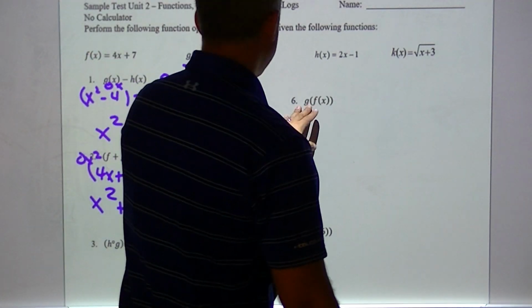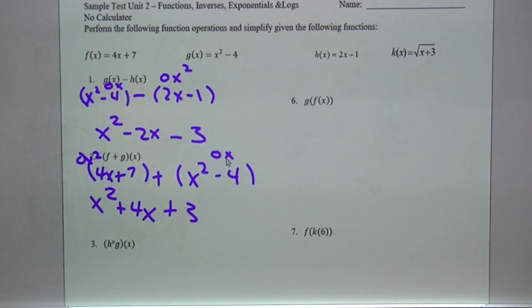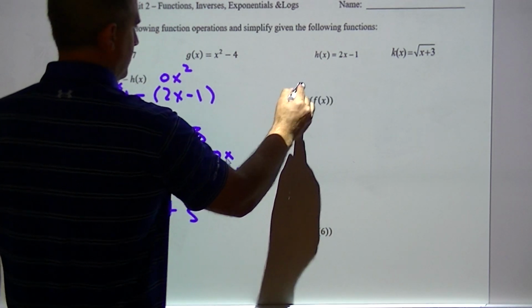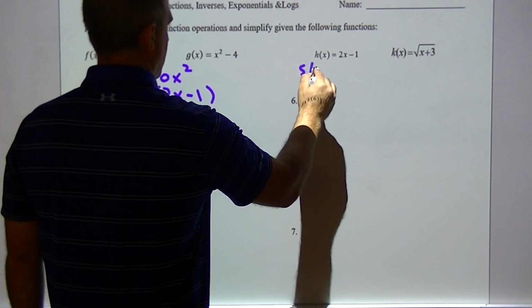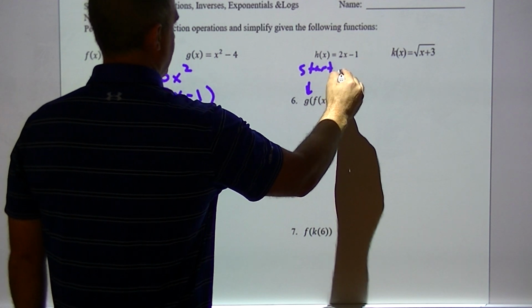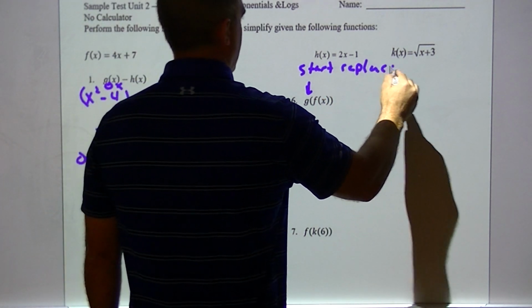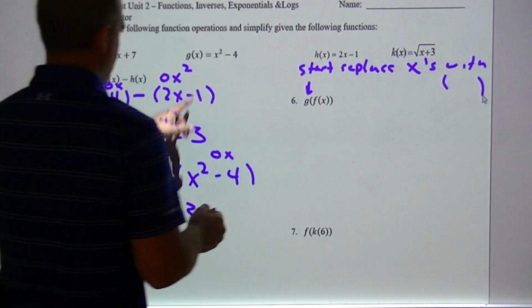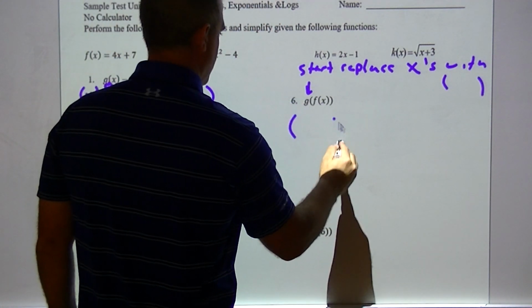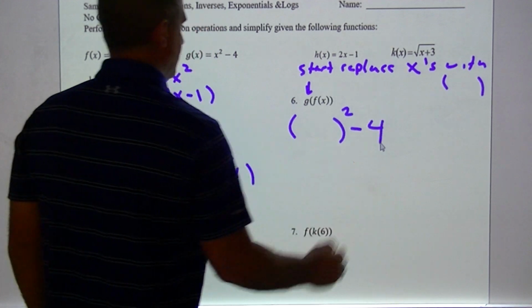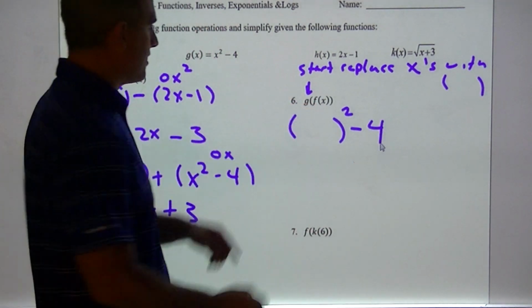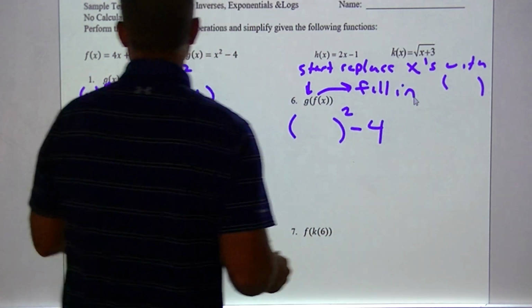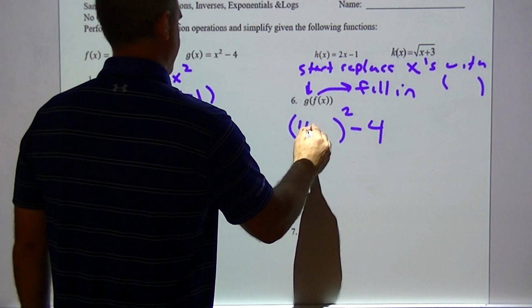All right. I'm going to stay over here just so I can slide the component down. All right. I got g of f of x. So this is the function that I start with, and I replace the x's with parentheses. Then this letter is what I fill in, which is 4x plus 7.